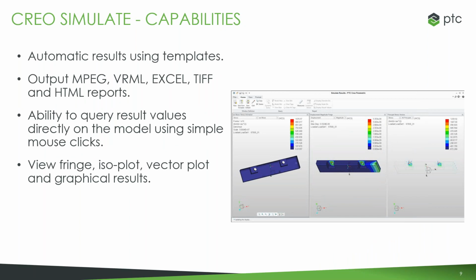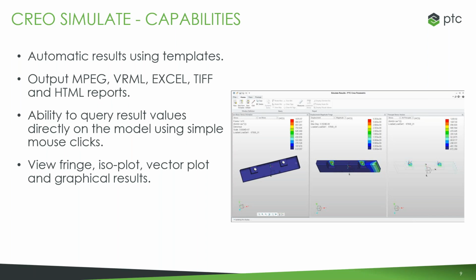Outputting your results, you can set up results templates so that anytime you run a model, the things that you like to see and how you like to see them pop up. They're usually concerned with stress or displacement. Those can be automatically filled out for you in a template. If you'd like to make changes, once you have your results open, you can add windows, change them, whatever you'd like to do. You can output all of this as an MPEG, VRML, Excel, TIFF, and HTML reports if any of those are useful to you.